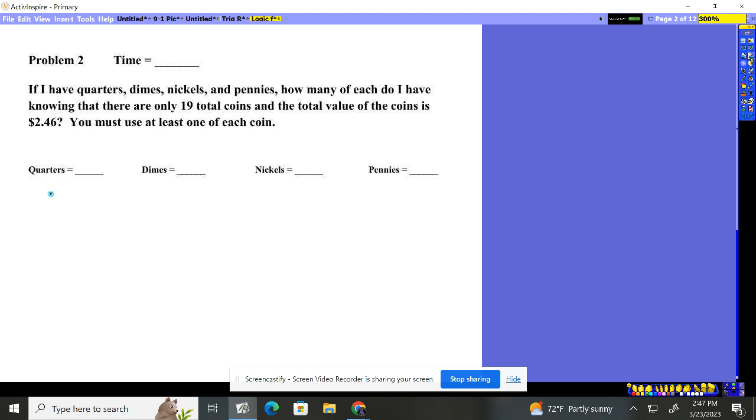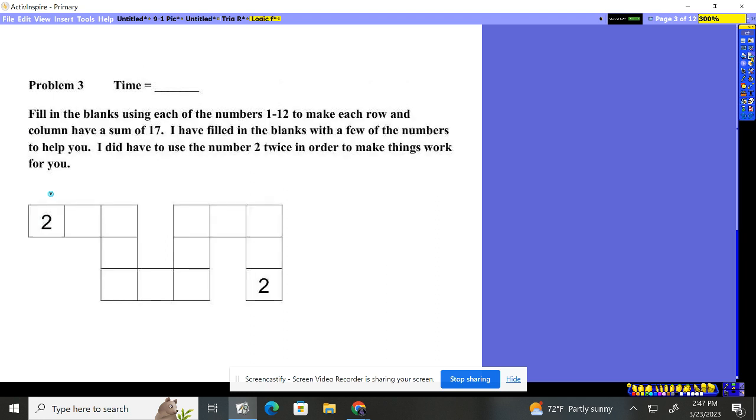Second problem, you basically have 19 coins, adds up to $2.46. How many quarters, dimes, nickels, and pennies do you have? That shouldn't be too hard. You have at least one of each. You can't say I have zero of one of the coins. So there could be multiple answers here. You just have to play with it. The biggest mistake that happens is y'all figure out something, and then instead of using 19 coins, you only use 18 or 20. You use too many.